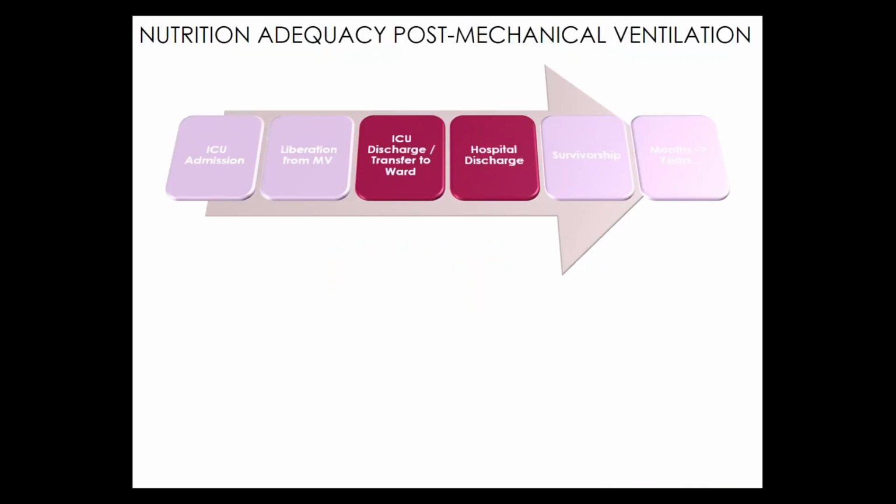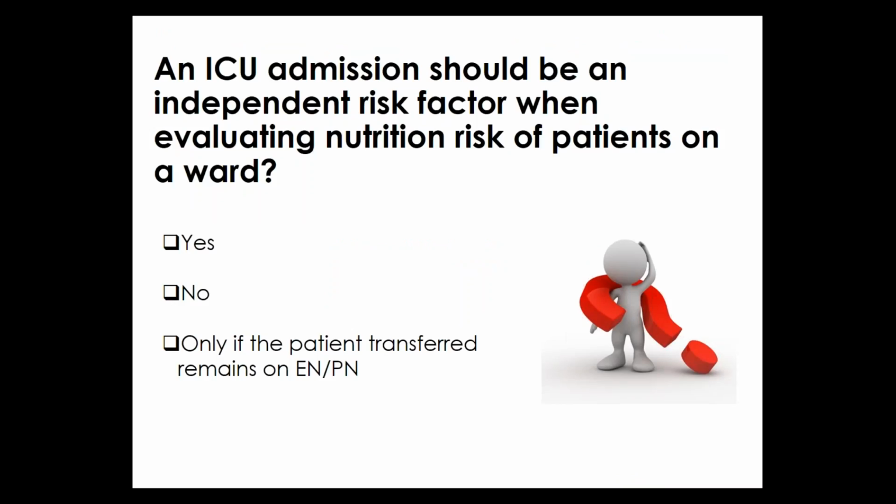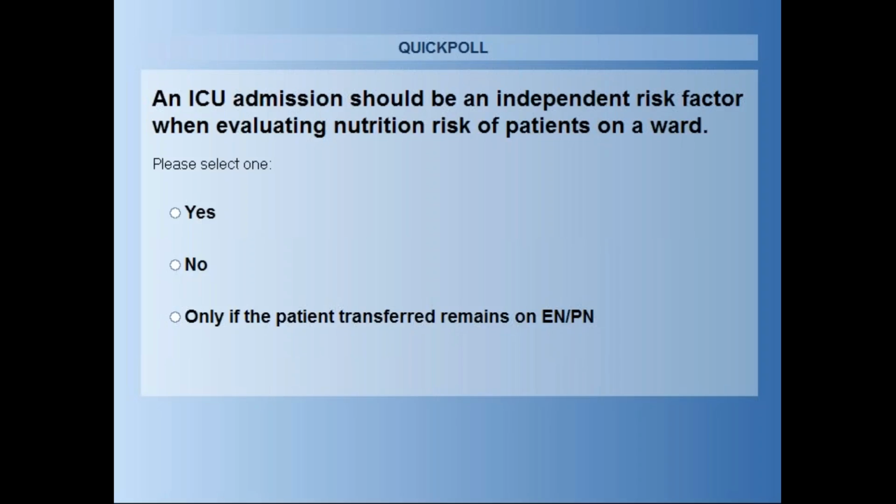So before we transition to talking about nutritional status in patients following liberation from mechanical ventilation and ICU discharge, I would like to ask another question. And we can go ahead and bring the polling question up. But this question is, do you feel an ICU admission should be an independent risk factor when evaluating the nutrition risk of patients on a ward? And you can select from yes, no, or only if the patient who was transferred remains on nutrition support on the ward.